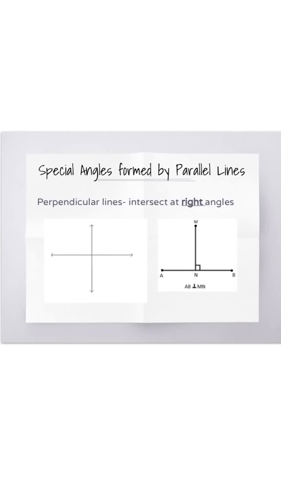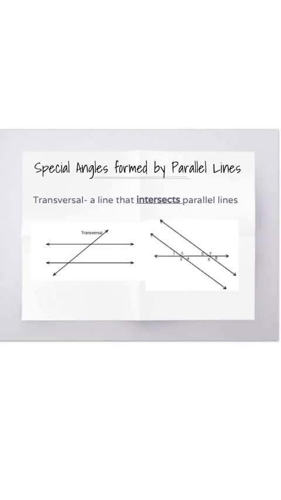Remember that perpendicular lines intersect at right angles. Remember that the transversal is a line that intersects parallel lines. Remember that it is the other line other than the parallel lines.